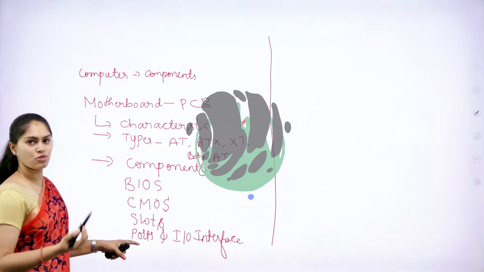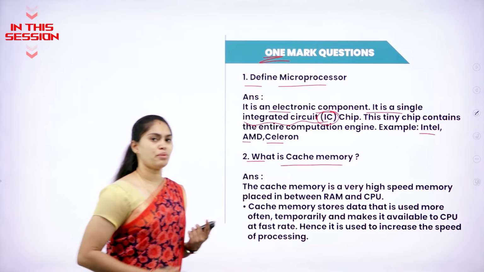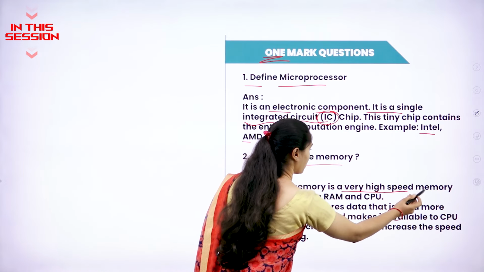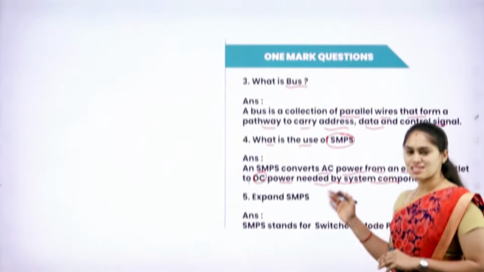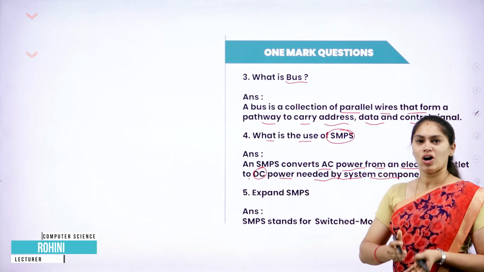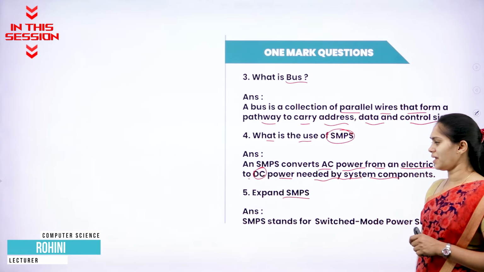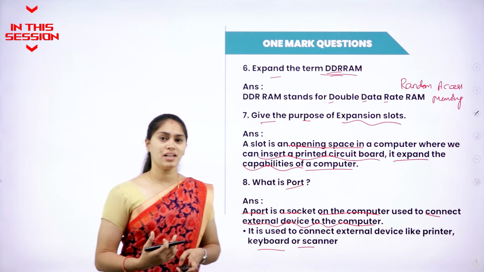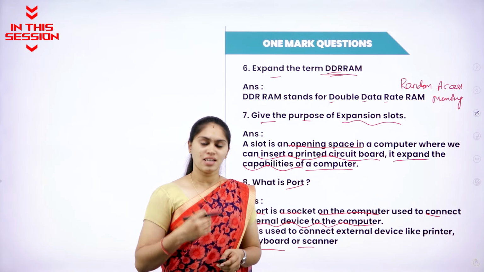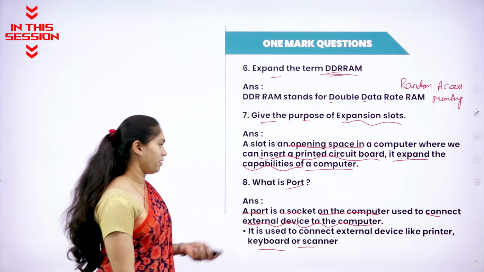These ports are mainly used to connect the external devices to the computer system. This cache memory is a very high speed memory that is going to be located in between RAM and CPU. This SMPS is going to convert the alternating current to direct current. Then what is the abbreviation of this SMPS? That is switched mode power supply. If I wanted to insert some more external devices to the computer system, then this port is going to be used.